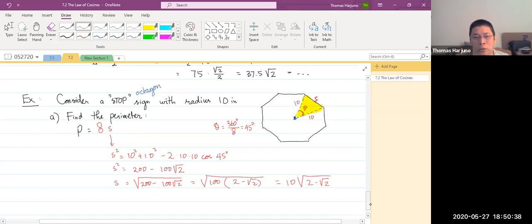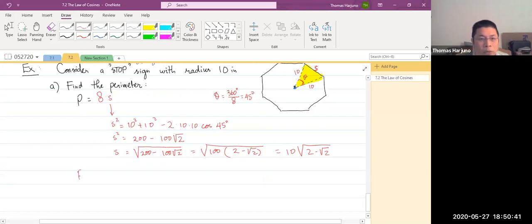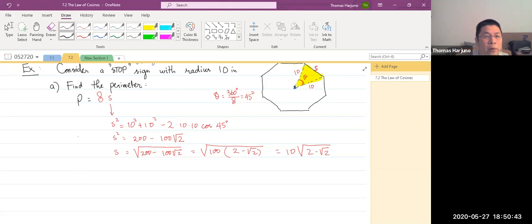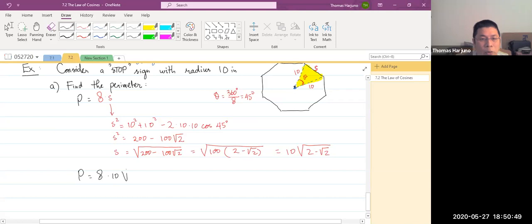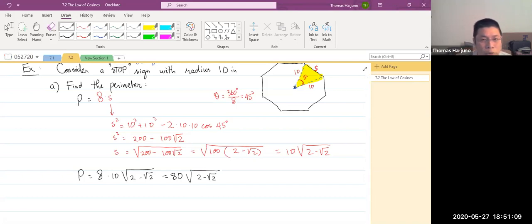Okay, so the perimeter therefore equals 8 times 10 square root of 2 minus square root of 2. You can just use your calculator if you want to. But the way I see it, because 45 degrees is a special angle, we're supposed to answer it using exact form. If you then want to make it in decimal, you can go on from there.